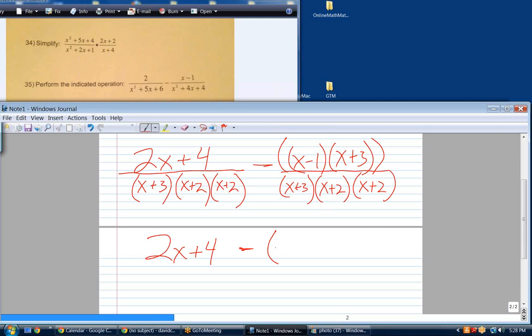Now FOIL these two. It's going to be x squared plus 3x minus 1, or plus 2x, I guess you could say, and then minus 3. Okay. Let's simplify all of that, starting with the highest degree. x squared minus x squared.